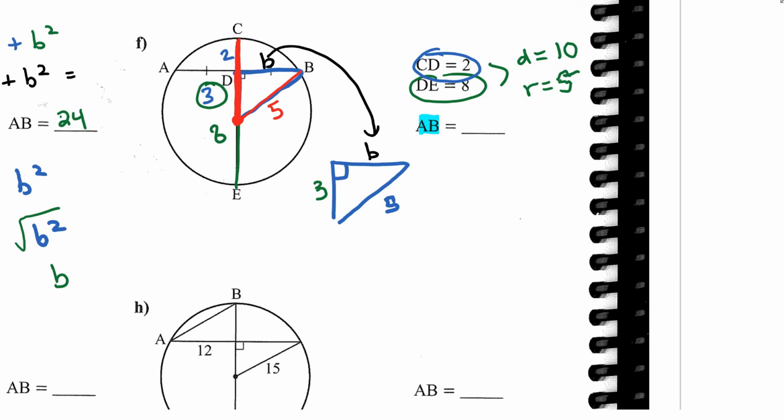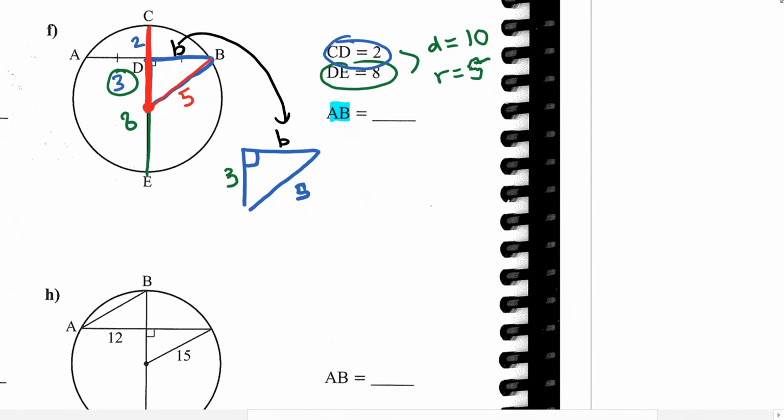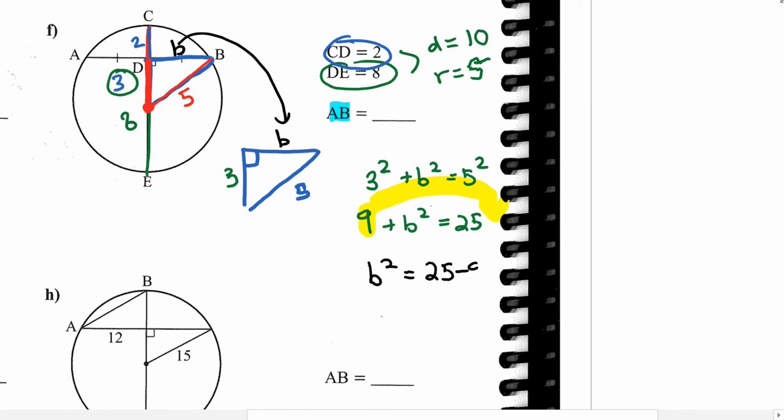Okay, so if I use the Pythagorean Theorem here, this is going to be 3 squared plus b squared equals 5 squared. That's going to be 9, that's going to be b squared, and that's going to be 25. And once again, like all the other problems, if I take this 9 to the other side, then that will give me b squared equals 25 minus 9. And 25 minus 9 is going to be 16. And the square root of both sides, that would give me a value of 4.